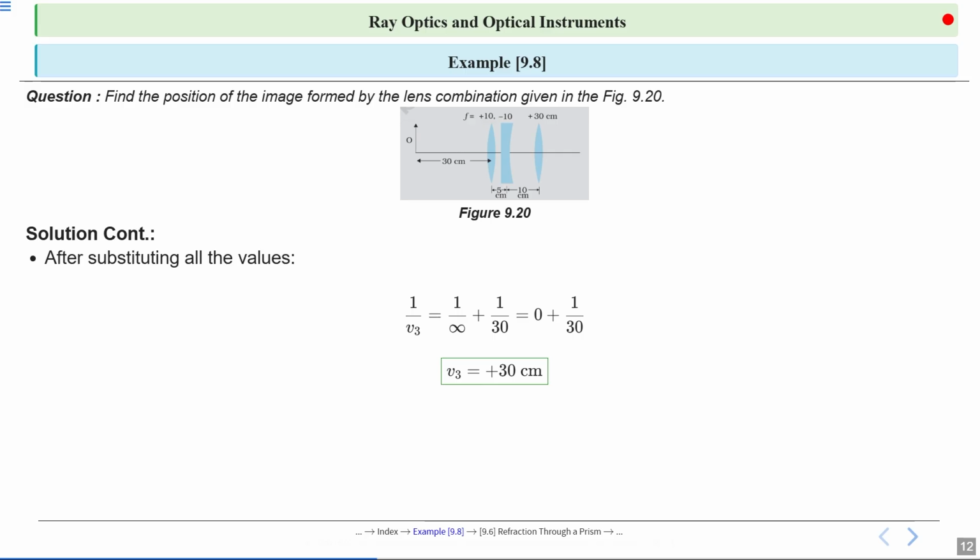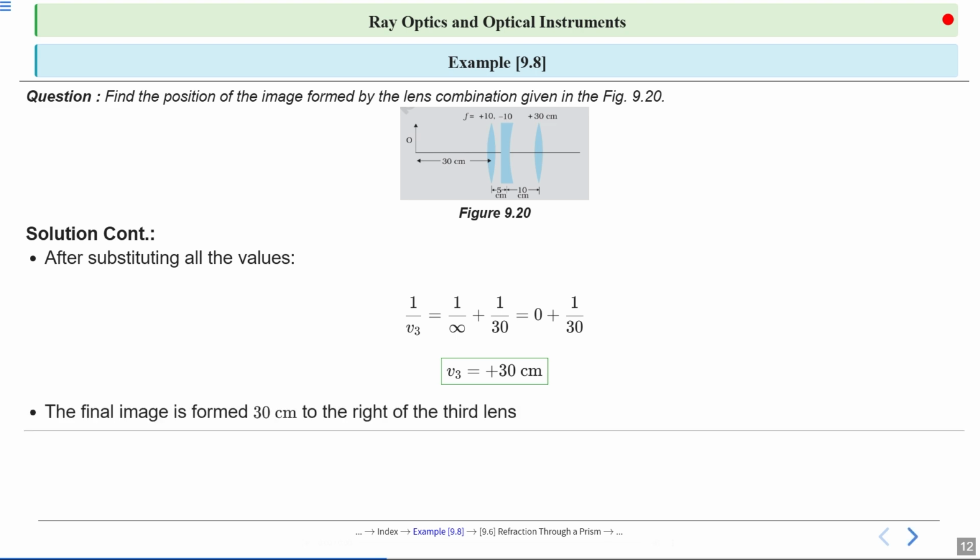This calculation gives us V3 equals plus 30 centimeter. This result indicates that the image is formed 30 centimeter to the right of the third lens. It's important to note the positive sign which tells us the direction of the image formation. To conclude, the final image is located 30 centimeter to the right of the third lens. This finding wraps up our example, illustrating how lens combinations affect the image positions. Remember, understanding the sign and magnitude of the result is crucial in optics.